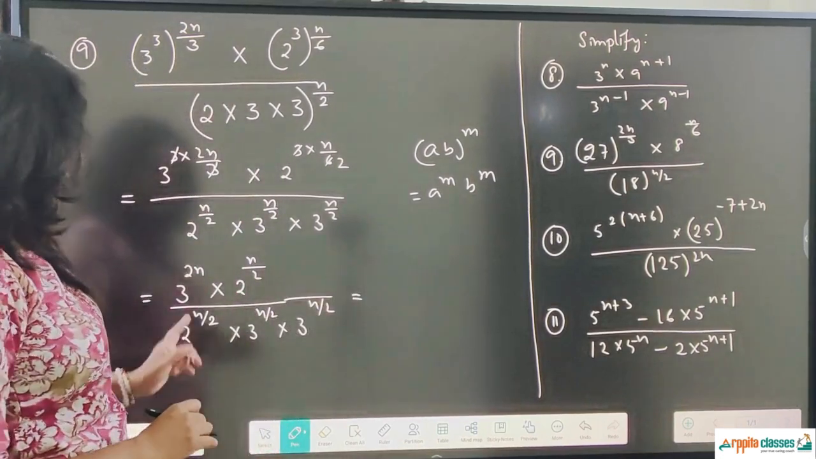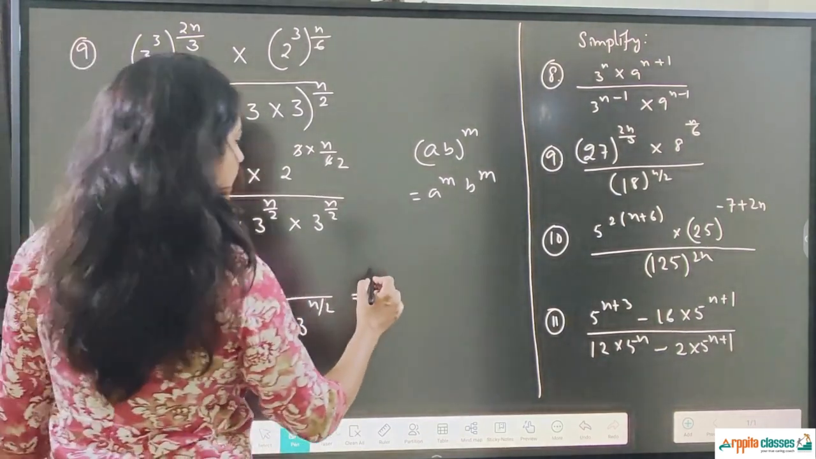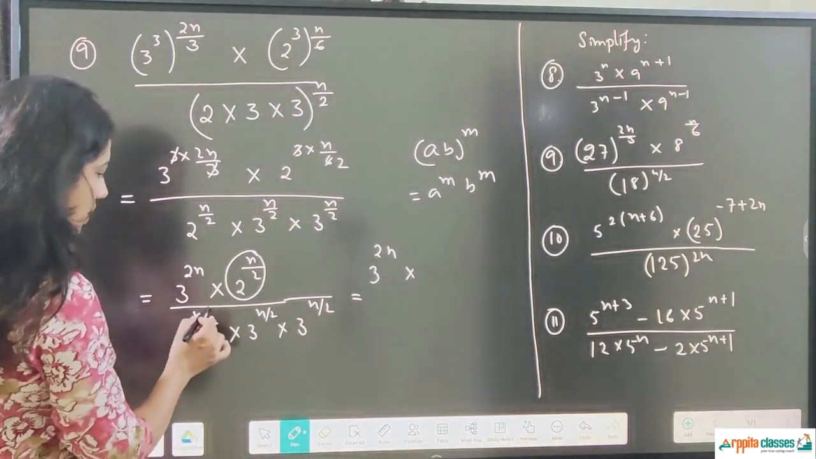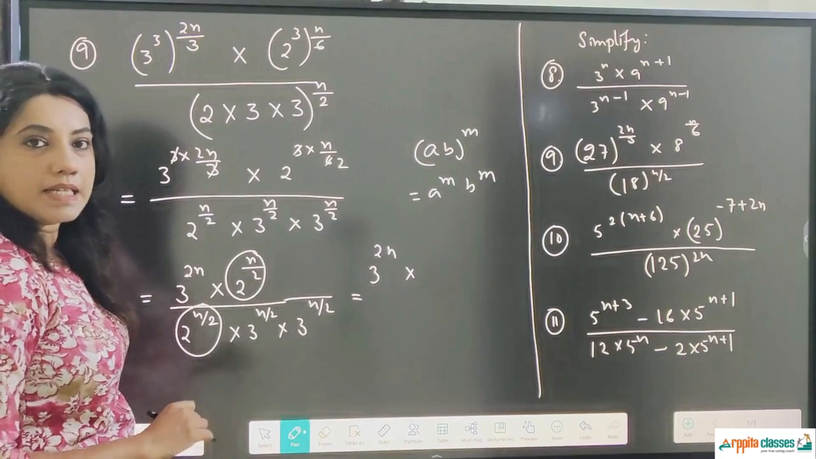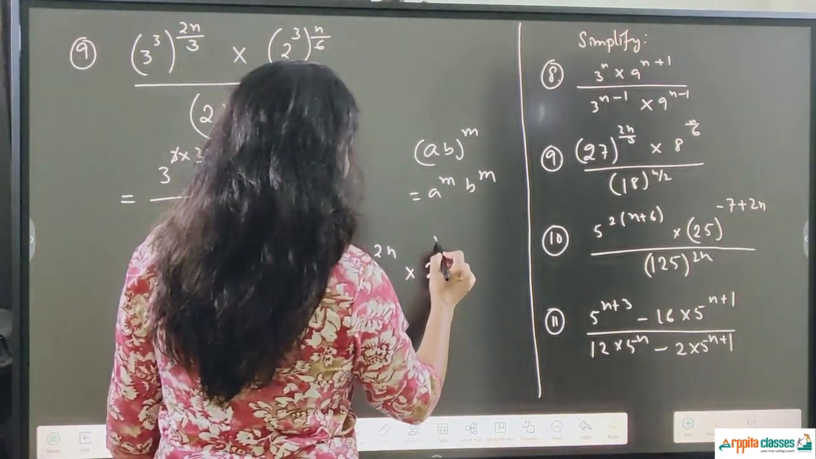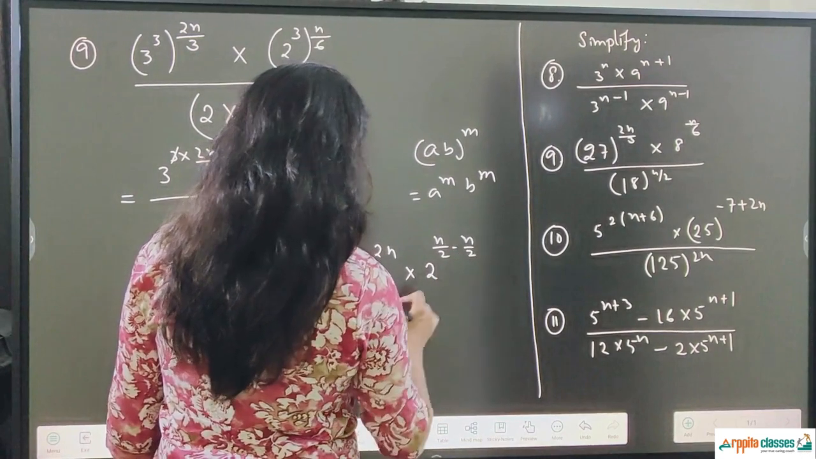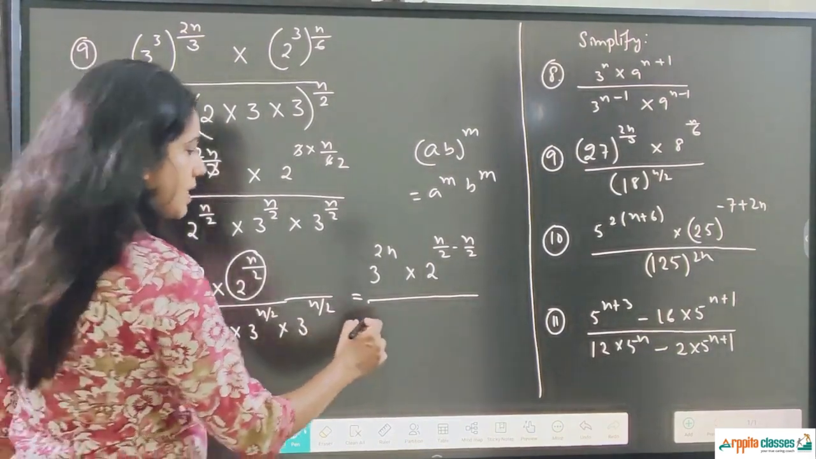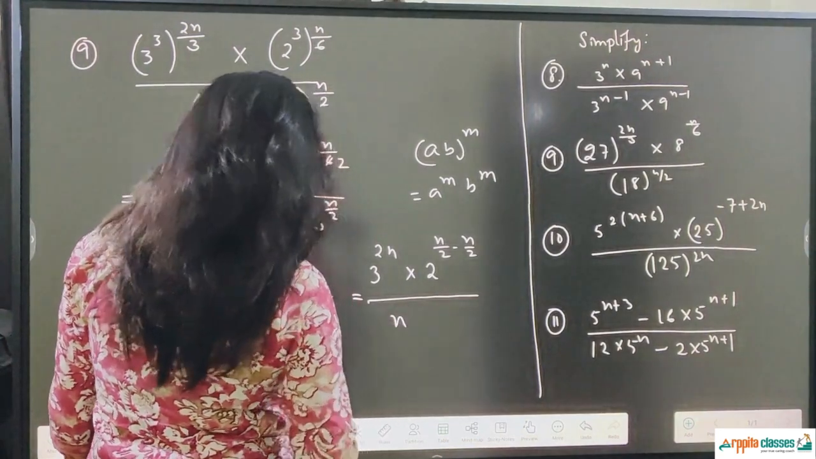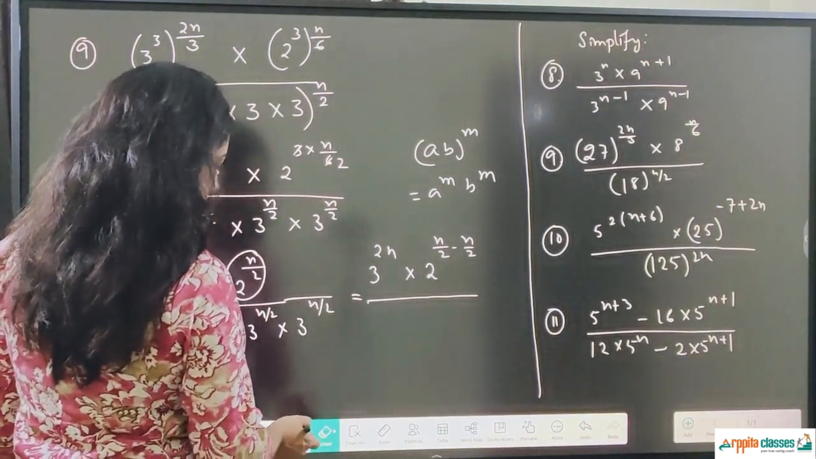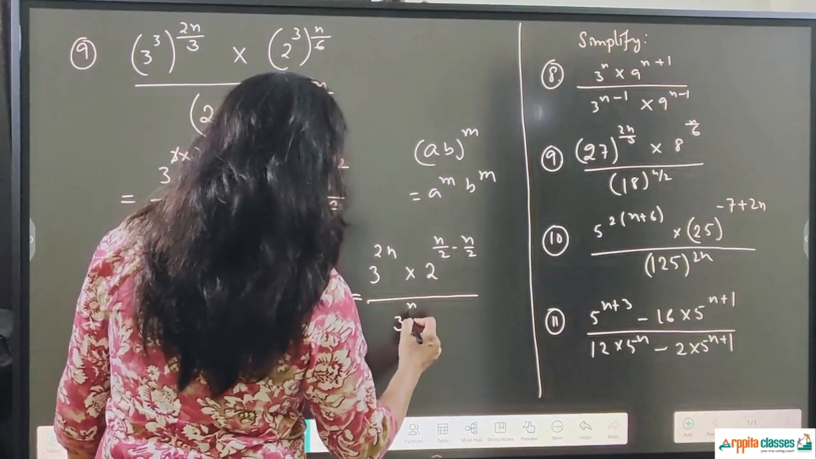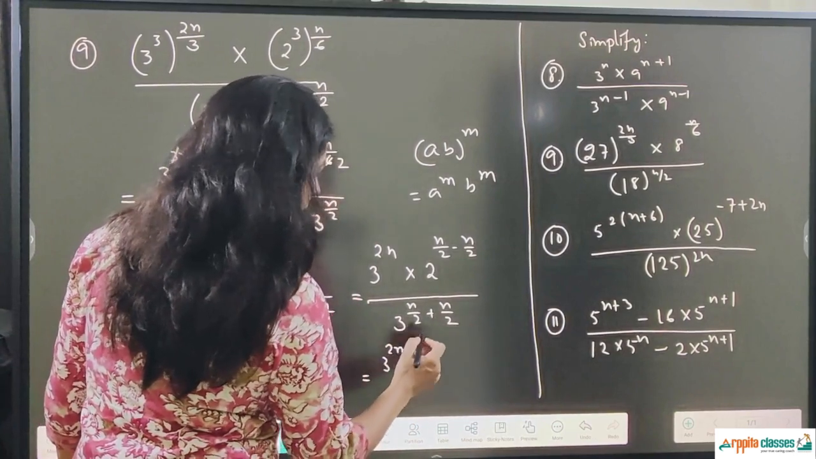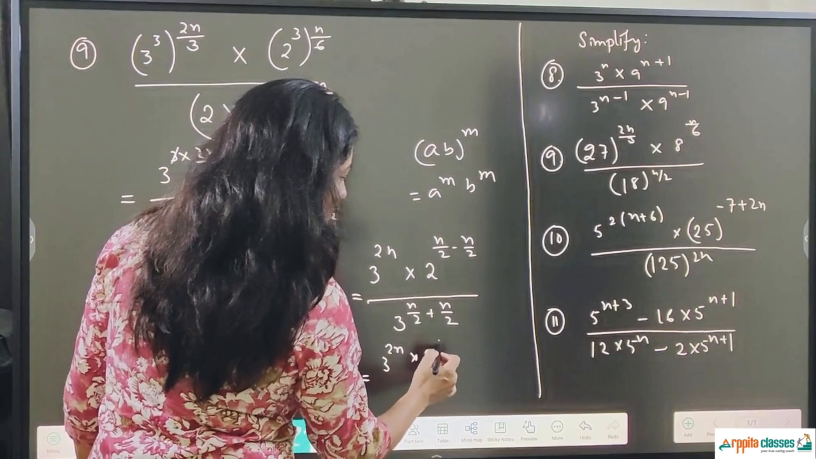Now, 3 to the power 2n I am writing as it is, into, here you can see 2 to the power n by 2 and 2 to the power n by 2. The bases are the same, powers can be subtracted. So it will be 2 to the power n by 2 minus n by 2. And down I get 3 to the power n by 2 and 3 to the power n by 2. The bases are the same, powers can be added. So it is 3 to the power n by 2 plus n by 2. So this is 3 to the power 2n, here it is into 2 to the power 0.